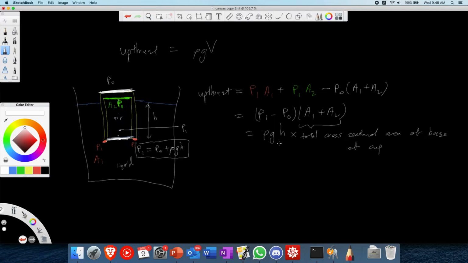And what is h times this total cross-sectional area of the base of the cup? Well, that is just the submerged volume. Let's say we take this orange color here. What I'm trying to say is that H is this height here, and A is this cross-sectional area.